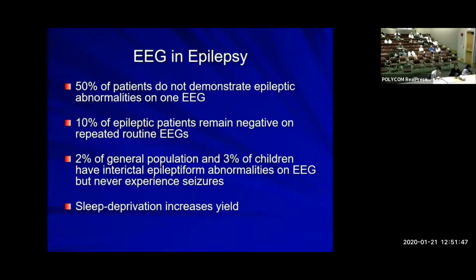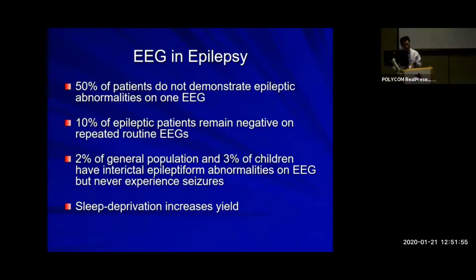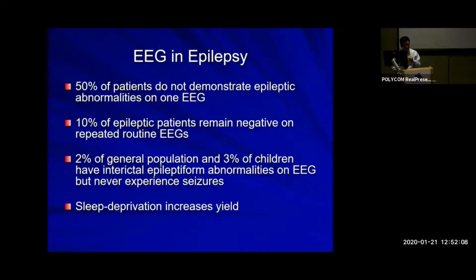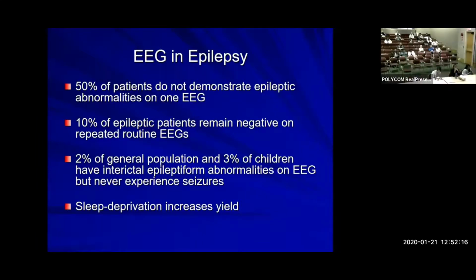It's been said that if you do one EEG, you have maybe a 50% chance. By the time you get to your third routine EEG, you have about a 90% chance of picking up spike sharp waves if they're there. The problem is after that, it kind of plateaus, so it never reaches 100%. The bottom line is that a negative interictal EEG never excludes the diagnosis of epilepsy. Doesn't help you at all.